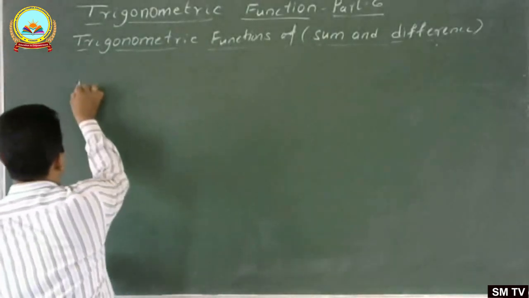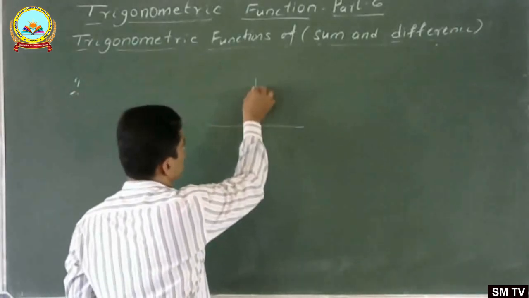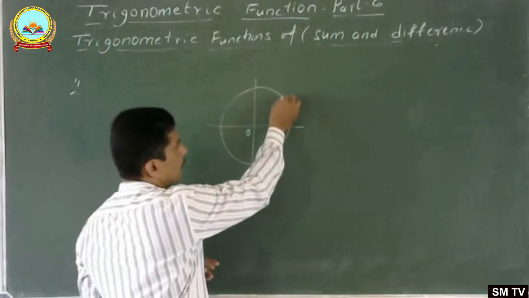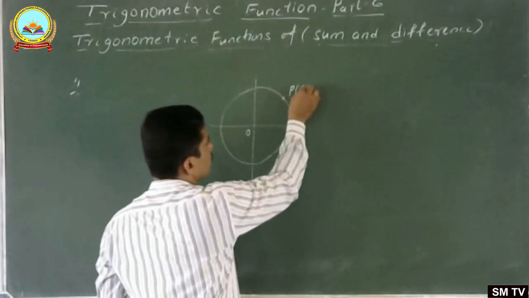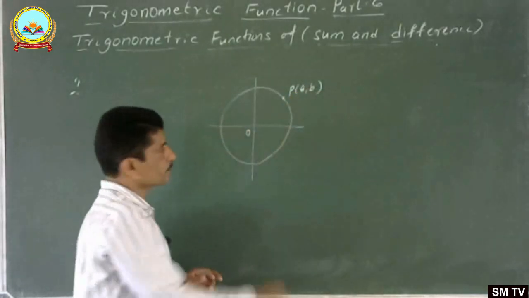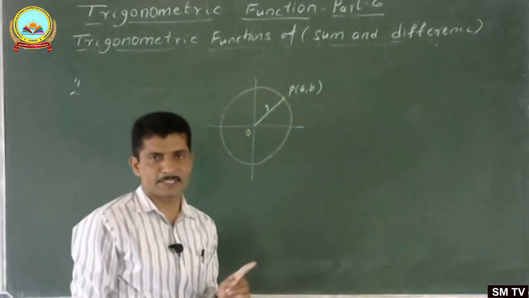The first result: here we can take a unit circle. Let us consider a unit circle with the center at the origin, and P is any point on the unit circle. The x coordinate is A and the y coordinate is B. The radius of this circle is equal to 1 unit. It is a unit circle.